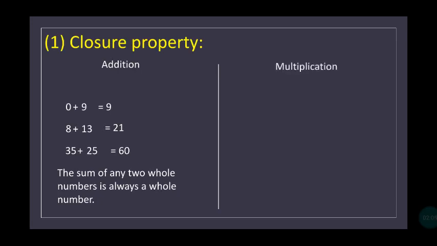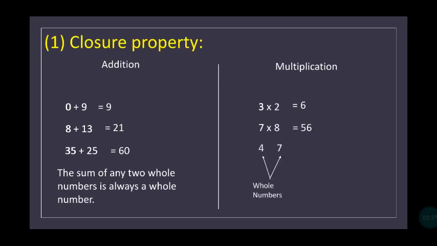Let's see for multiplication. Let us again take two whole numbers, 3 and 2, both are whole numbers, right? Again we have to here multiply the two numbers 3 and 2, and 3 2s are 6. 6 is again whole number, yes. Okay, let's take another example. 7 and 8, both are whole numbers, so 7 8s are 56. 56 again whole number.